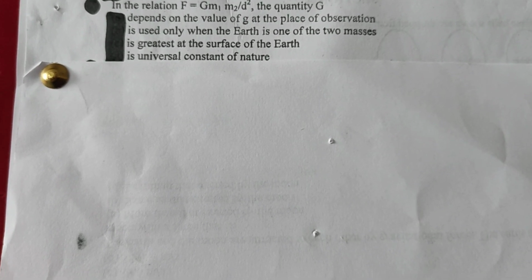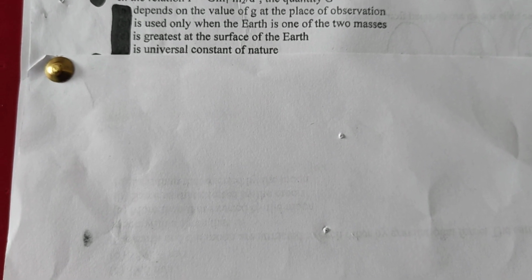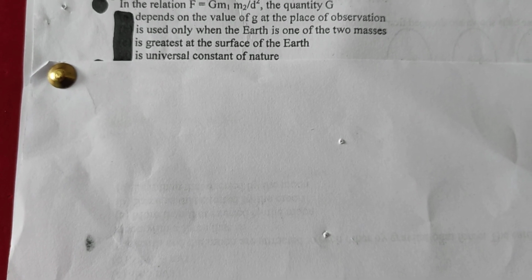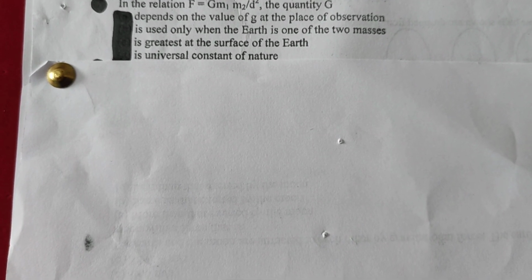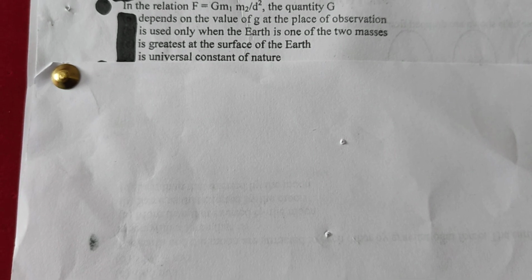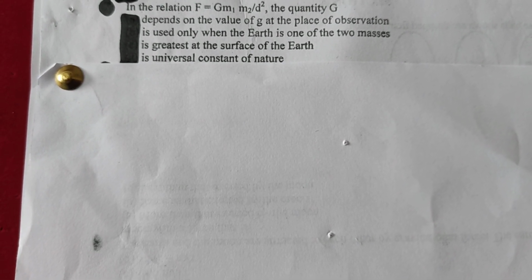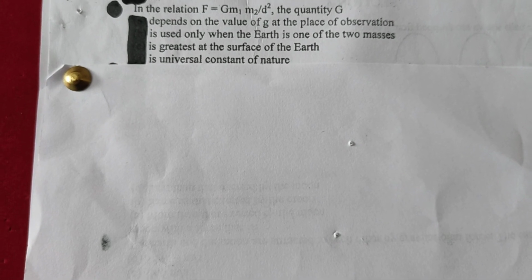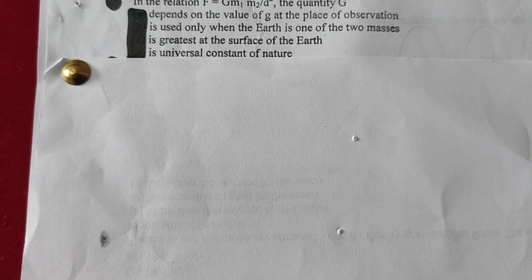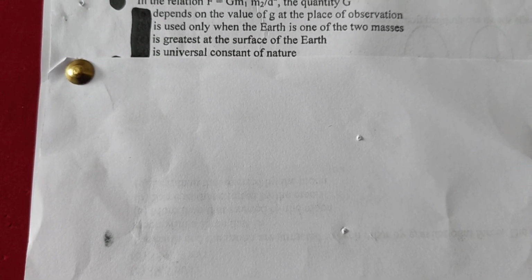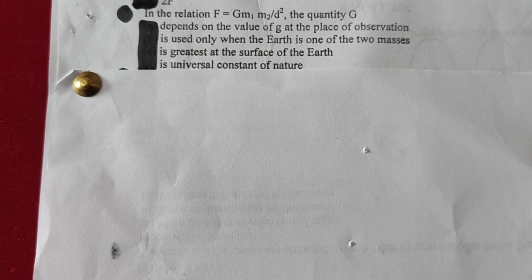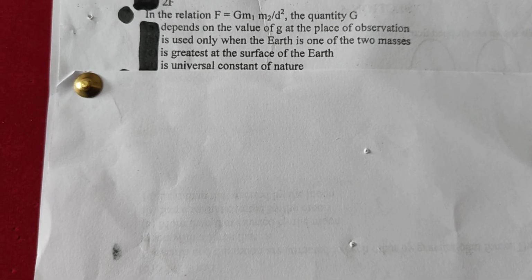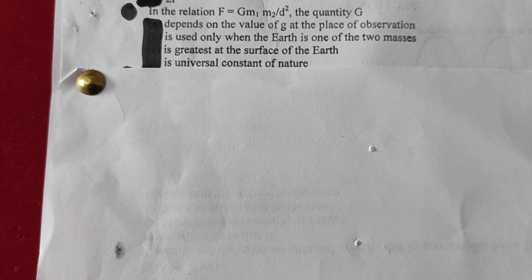And we should know that G is called the universal gravitational constant because its value is the same in the universe for all the bodies, for all the media in which the bodies are placed. So out of the 4 options, as we know G is a universal constant, the 4th option is correct. Capital G is a universal constant of nature.